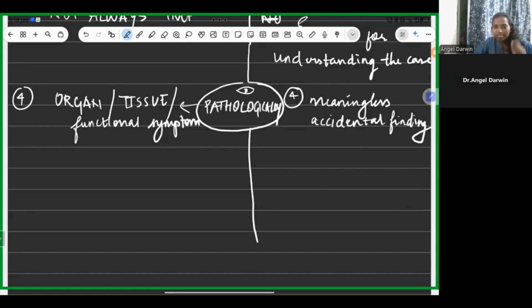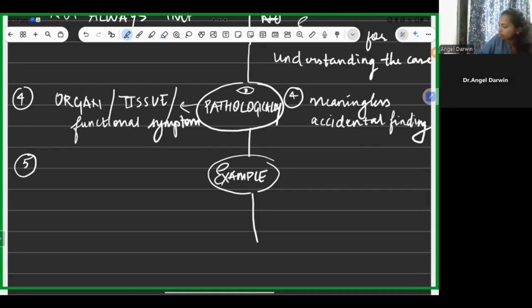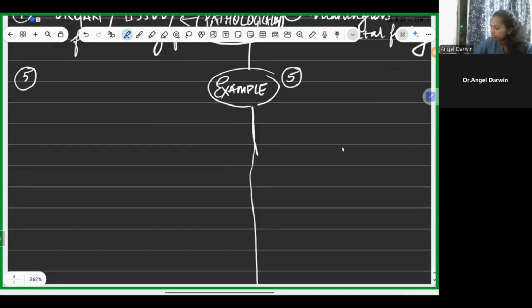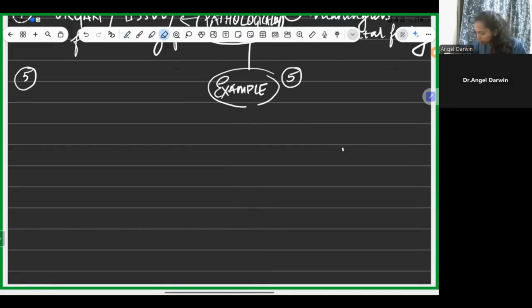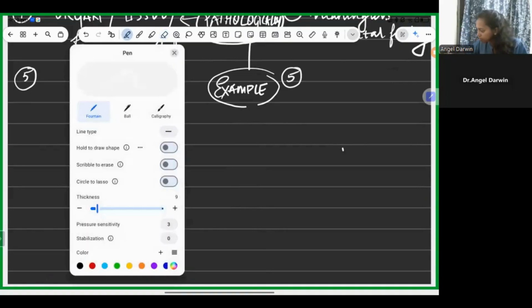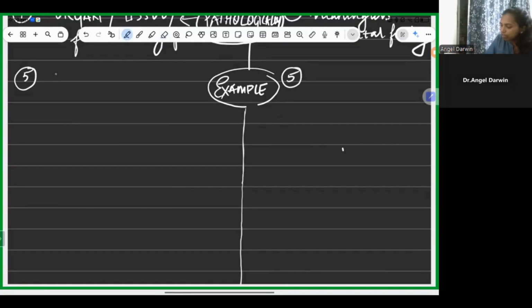Now, Dr. Robert has given an example. So the next thing, the fifth point, is an example which Dr. Robert has given. Complete look like, doctor, I have an ovarian pain.